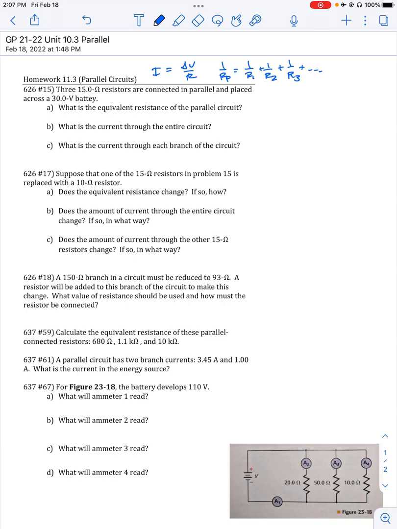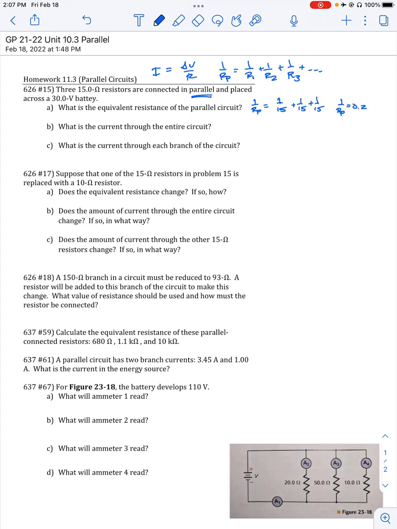So here we've got 3 resistors connected in parallel and placed across a 30-volt battery. To find the equivalent resistance, 1 over Rp equals 1 over 15 plus 1 over 15 plus 1 over 15. So 1 divided by 15 plus 1 divided by 15 plus 1 divided by 15 gives 1 over Rp equals 0.2.